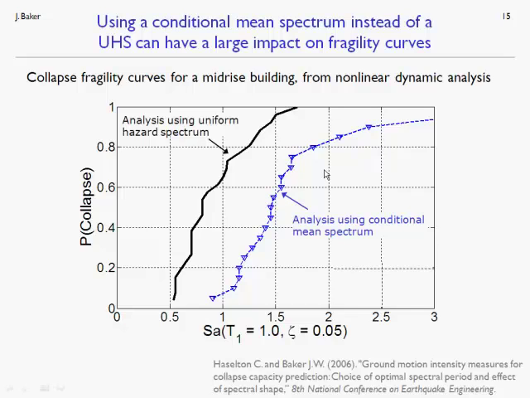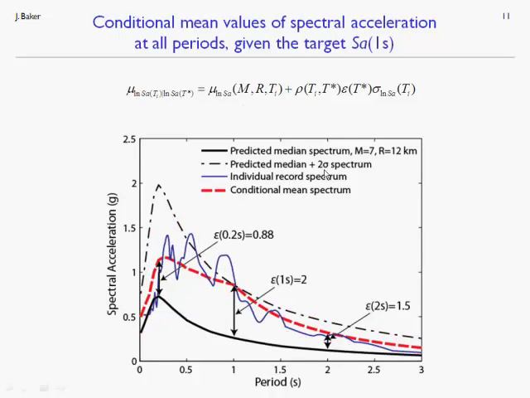And we can see why if we go back to look at the previous plot that showed the conditional mean spectrum here in red versus something that's like the uniform hazard spectrum shown in the dashed black line up high. So we see that at the 1 second conditioning period here, both spectra have the same amplitude, but at longer periods, the uniform hazard spectrum is higher in amplitude than the conditional mean spectrum, and at shorter periods, it's higher than the conditional mean spectrum.